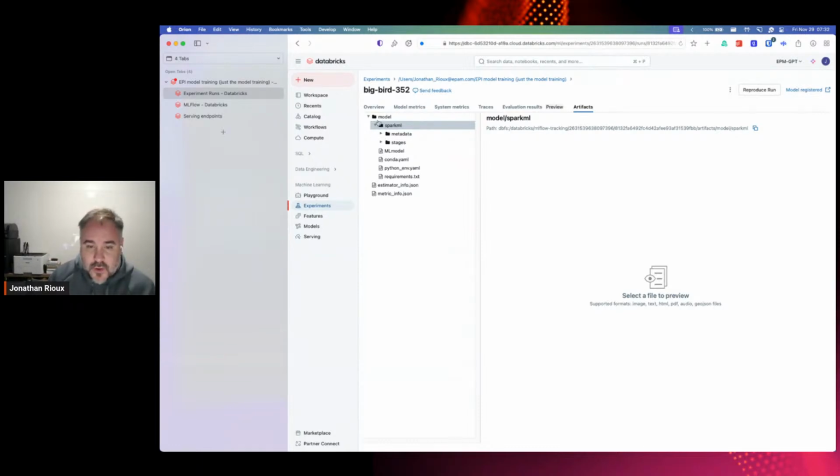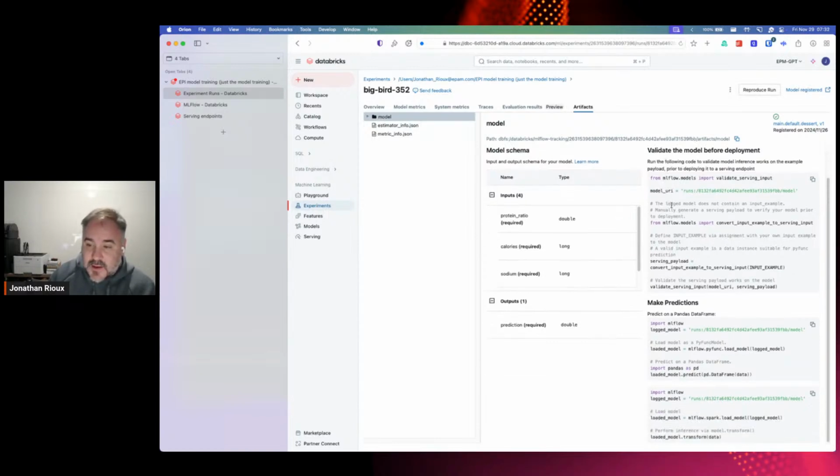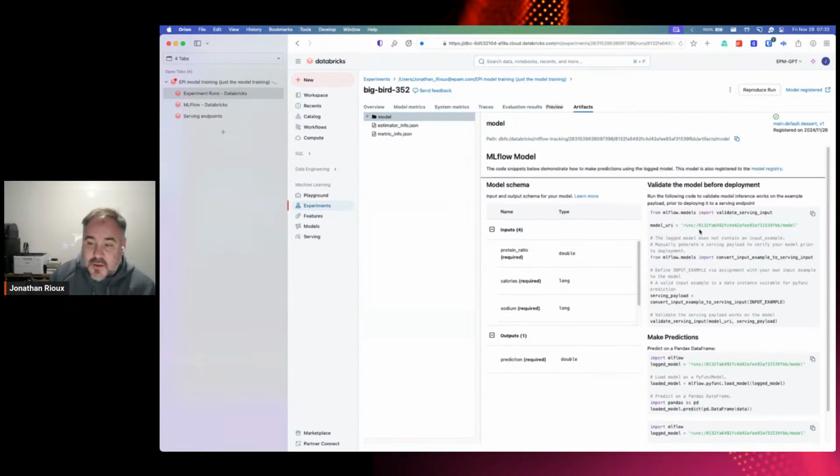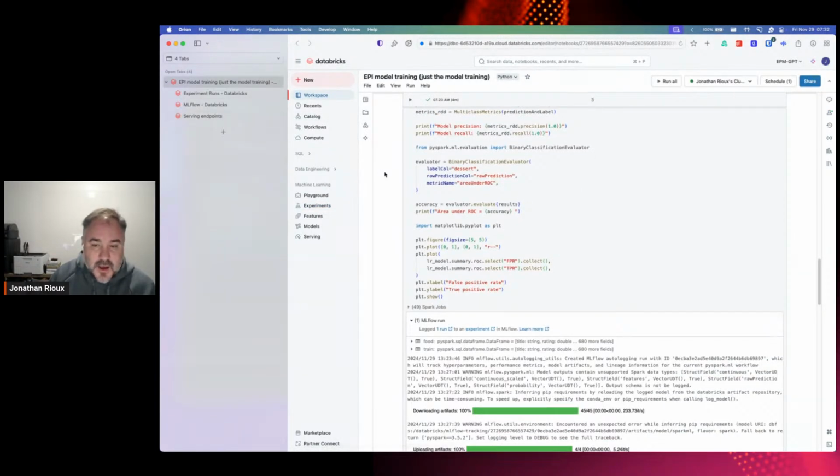Awesome. So we're going to go back into the model. You can see over here with the model schema, you can also have an option to validate the model before the deployment. To me, this is amazing. You don't have to remember the code. I think this is very, very good ergonomics. Let's have a look here.